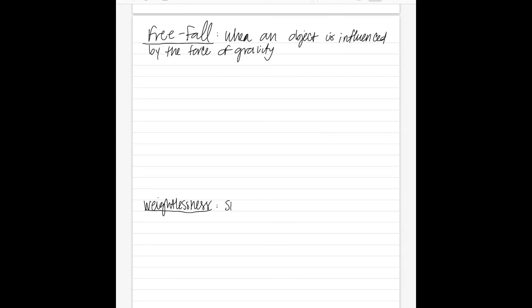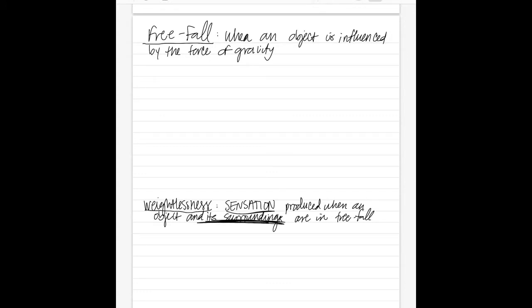So, weightlessness is a sensation produced when an object and its surroundings are in free fall. Okay, so the surroundings part is important.